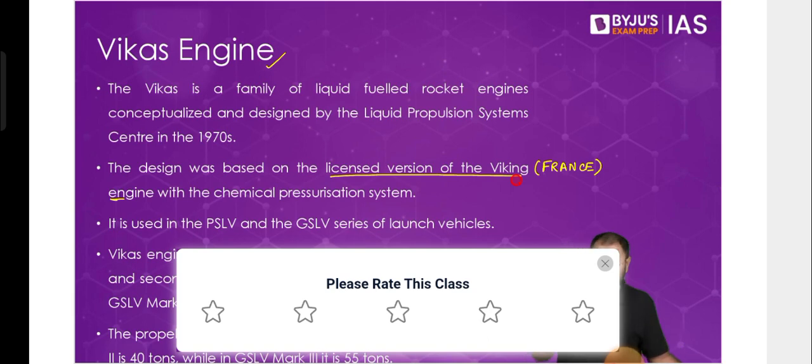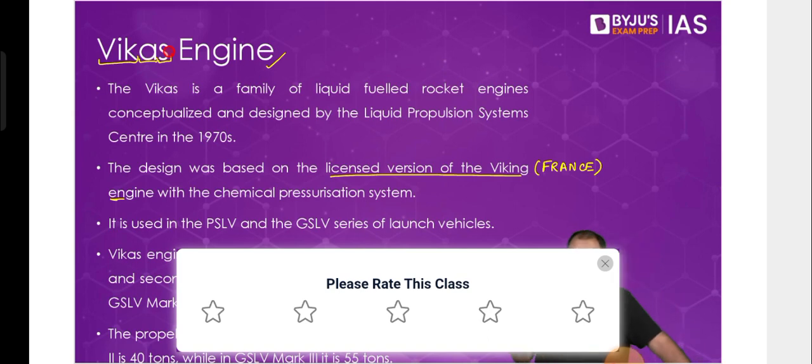The name Vikas has come from Vikram Sarabhai's name. Vikram Sarabhai was one of the pioneers in space technology, one of the most significant names in space technology. Because of him, you can say that everything that happened in the early part of the development of space technology in India has been a big contribution from his side. So that's why Vikas was named after him, because Vik comes from Vikram, A comes from Ambalal, and S comes from Sarabhai. So Vikram, Ambalal, Sarabhai: Vikas engine.